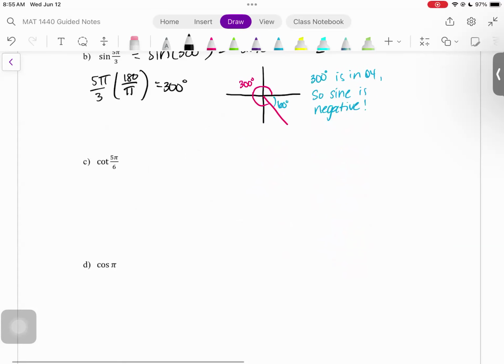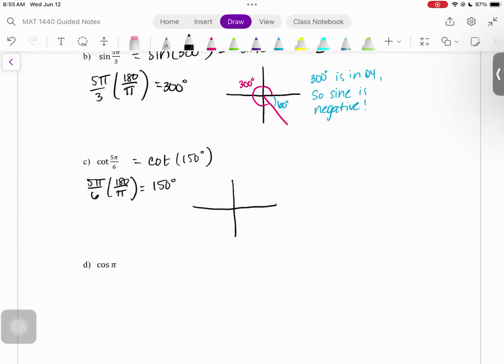Cotangent of 5 pi over 6. 5 pi over 6 times 180 over pi to convert to degrees. This is 150 degrees. So we're looking at cotangent of 150 degrees. Again, we're going to use our reference angles here. 150 degrees, here's 90. 180 would be that straight angle, so we're not quite to 180. So we're somewhere in here. There's our 150 degrees, which means our reference angle is going to be 30 degrees since that straight angle is 180 degrees.